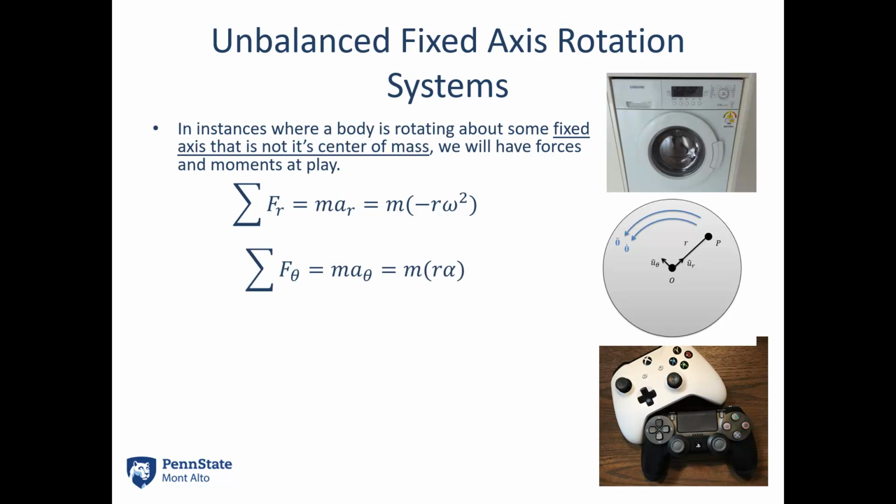All right, so in the theta direction, sum of forces in the theta direction equals mass times acceleration in the theta direction, and ma equals m r alpha, and here I've got it labeled as theta dot, theta double dot, so omega is going to be theta dot, alpha is going to be theta double dot. That is the angular velocity and angular acceleration of our body.